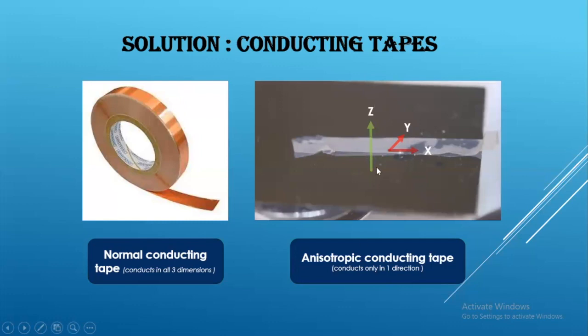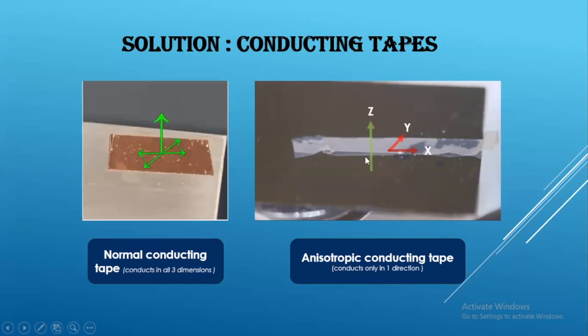It means in the direction where the tape is thinnest, and in the XY direction there is no conduction. Electricity will not flow in the XY direction. It will flow only in the thickness direction. But with the copper tape, it conducts in all directions, bottom to top, XY direction, Z direction, all three directions.